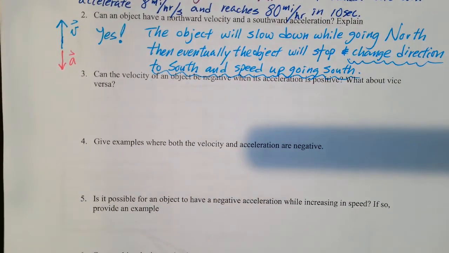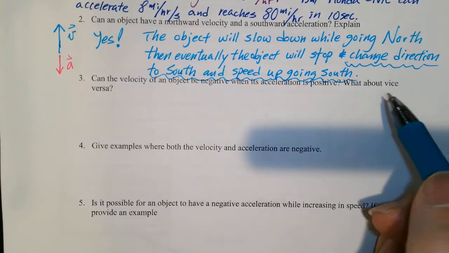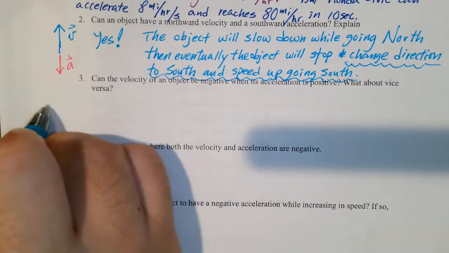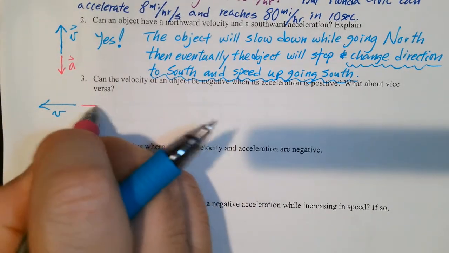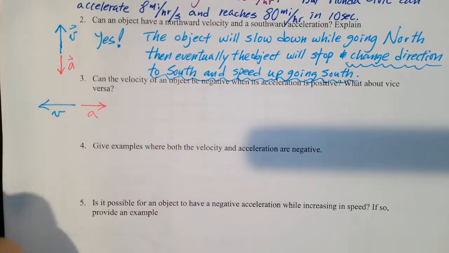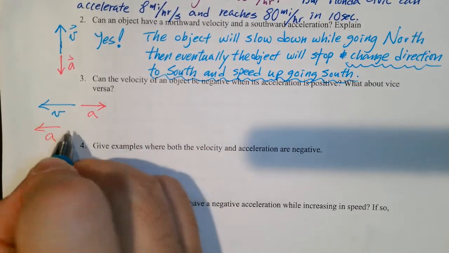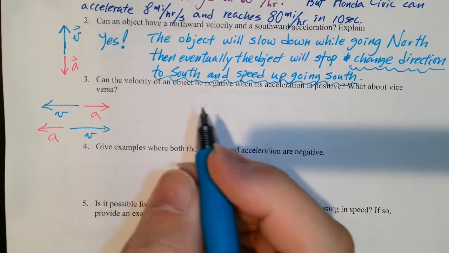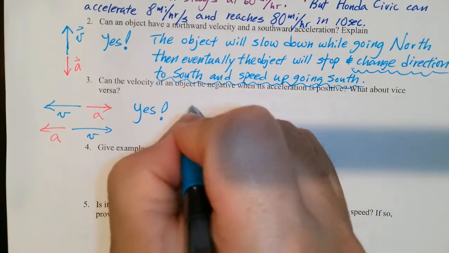All right, so number 3. Can the velocity of an object be negative when acceleration is positive? Well, that's easy, right? What about vice versa? That's like going this way, my velocity, and my acceleration's this way. Or my acceleration is this way and my velocity is this way. And then the answer is obviously yes, right? Because we just talked about it, number 2.